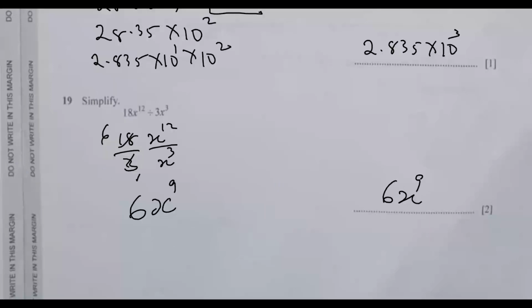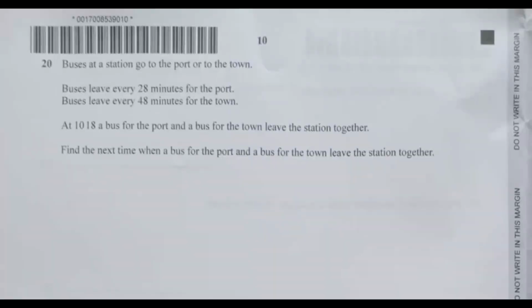So the next question is question 20. Buses at a station go to the port or to the town. Buses leave every 28 minutes for the port. Buses leave every 48 minutes for the town. At 10:18, a bus for the port and a bus for the town leave the station together. Find the next time when a bus for the port and a bus for the town leave the station together. So what we need to do is to find the lowest common multiple of 28 and 48.